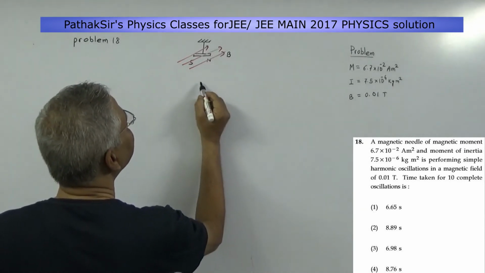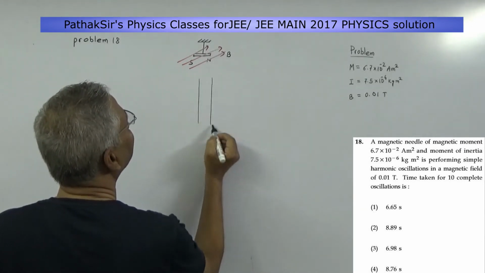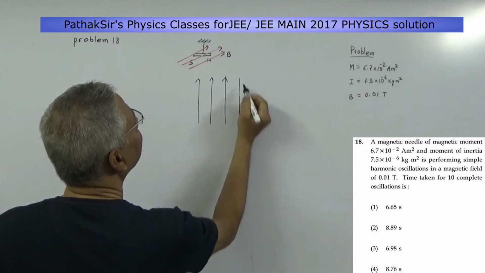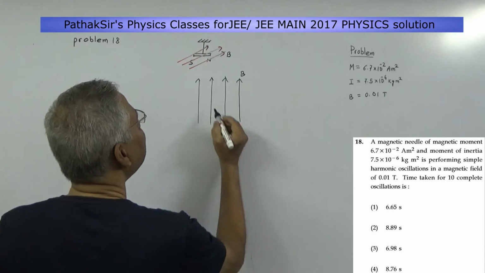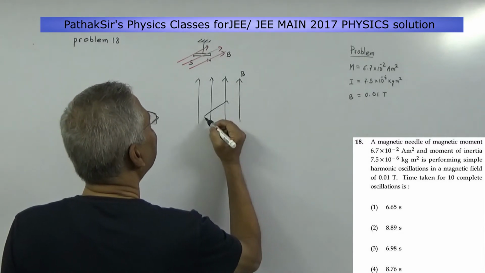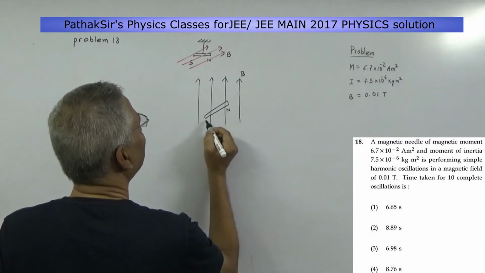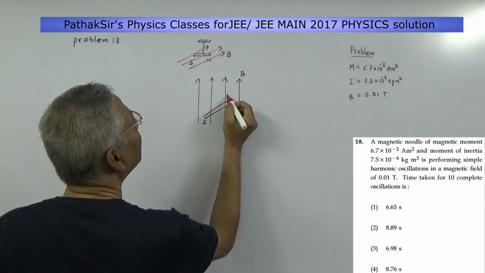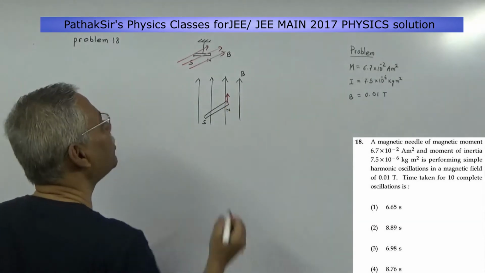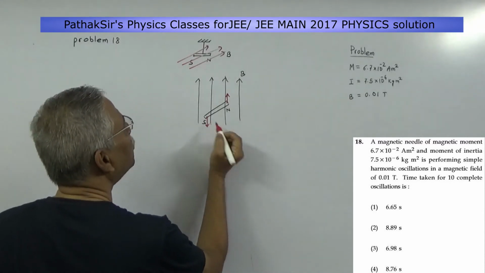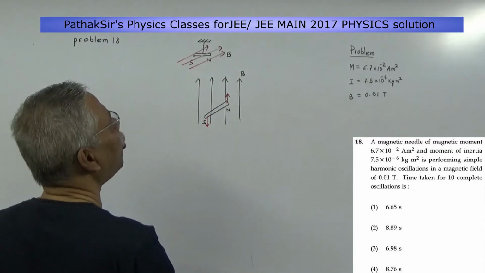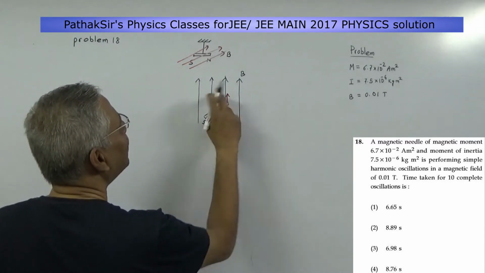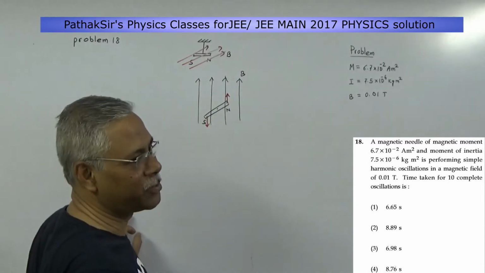That means, let us have a top view. Magnetic field. This is the magnet, north pole, south pole. On the north pole, force acts in the direction of the magnetic field. On the south pole, force acts opposite to the direction of the magnetic field. As a result, this will start oscillating about its mean position.